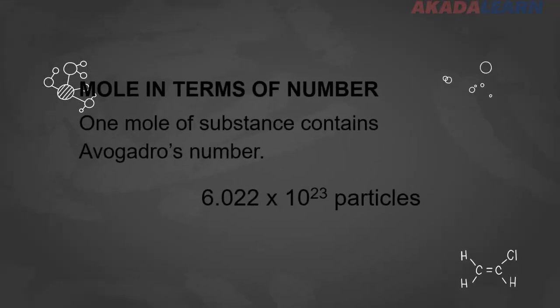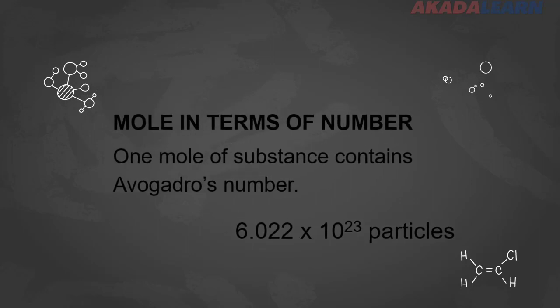The mole in terms of number. 1 mole of a substance contains the Avogadro's number, 6.022 times 10 to the power 23 particles. So if you want a particular number, just like saying in that bag of rice, how many grains do we have? Same thing we are saying in that 1 mole of a substance, how many particles do we have? We are saying we have the Avogadro's number, 6.022 times 10 to the power 23 particles.